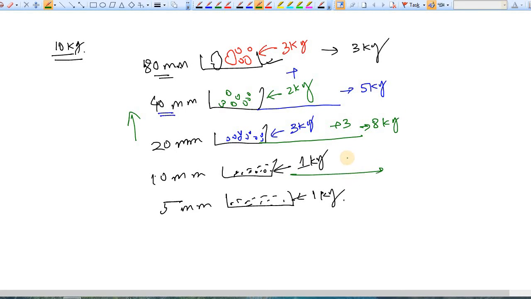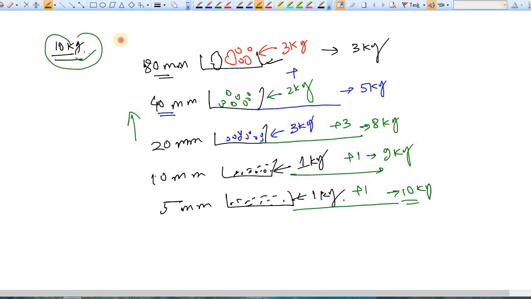And similarly here, after addition of 1 kg with 8, you get 9 kg, and here after addition of 1, the total weight is 10 kg, and you have taken total soil as 10 kg, so it is okay. Now if this is the total weight retained by 80 mm size, what is the weight of material which has passed through it? Obviously the total weight minus the retained, that is 10 minus 3 is equal to 7.